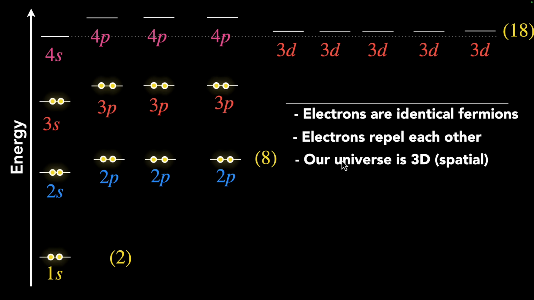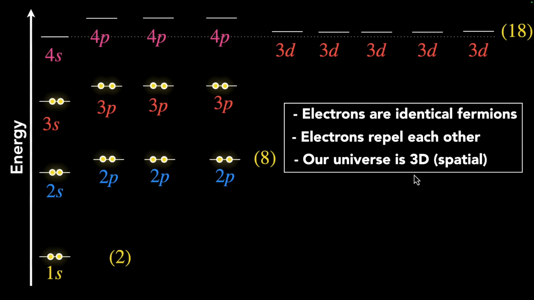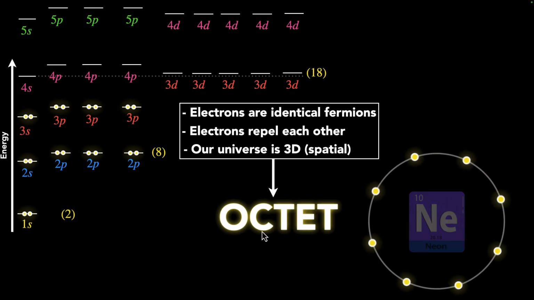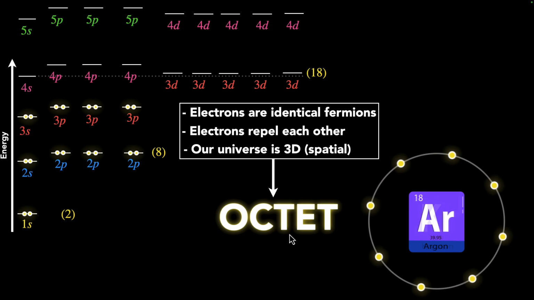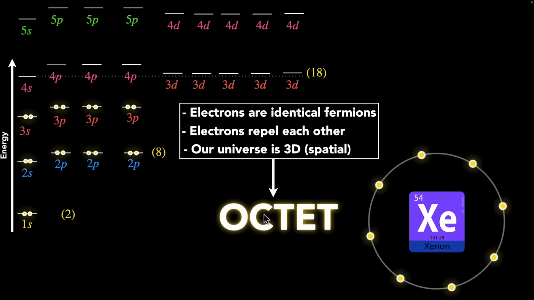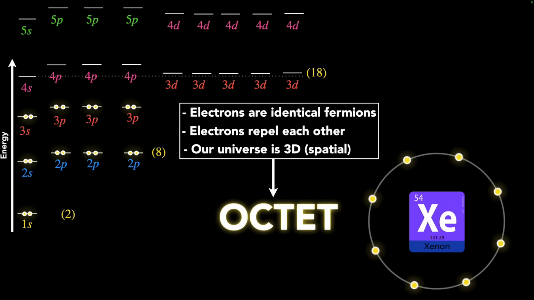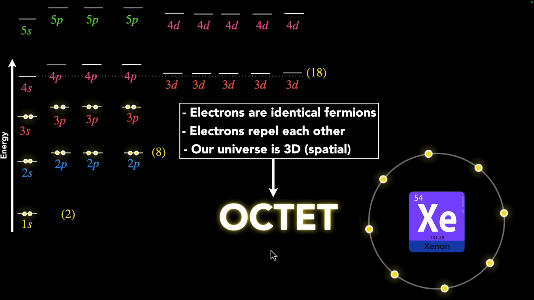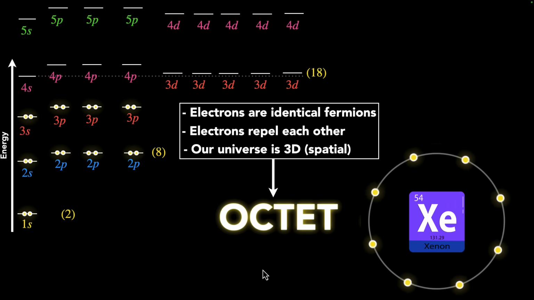So if you put it all together, what's mind-blowing is that the fact that electrons are identical fermions that repel each other and exist in a 3-dimensional spatial universe literally directly gives us the octet rule. That is amazing. What a connection. Did I tell you it is deeply connected to the fundamental features of the electrons and our universe itself? Oh man. Oh man.